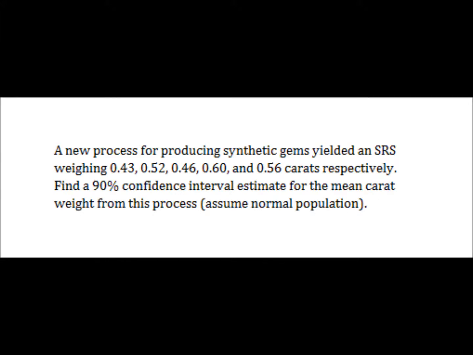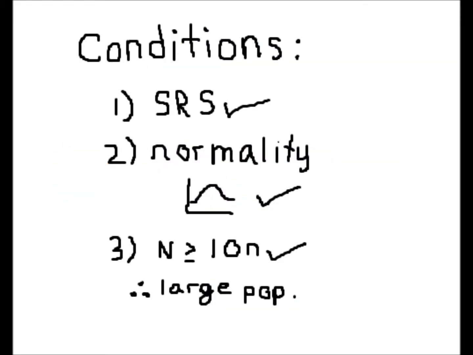A new process for producing synthetic gems yields an SRS weighing 0.43, 0.52, 0.46, 0.60, and 0.56 carats respectively. Find a 90% confidence interval estimate for the mean carat weight from this process. Assume normal population. First, list the conditions.